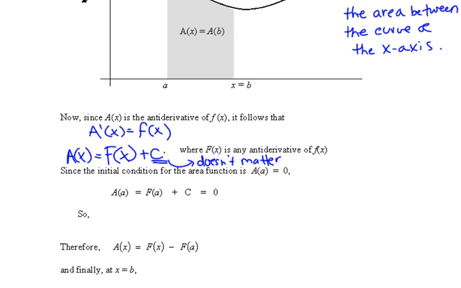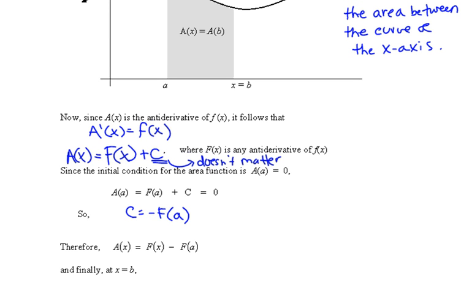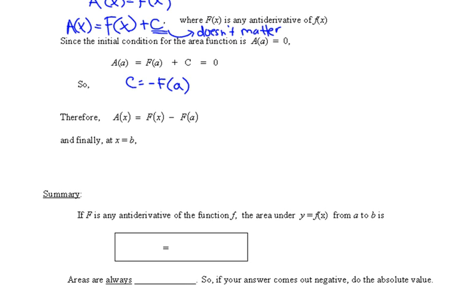So if the area under a would be F of a plus c, and if that's 0, then c would equal negative F of a. So the initial condition is 0 because we want from this point to this point. So then we can conclude the area A of x, which is what we're trying to find, would be F of x minus F of a, and finally x equals b. The area under b would then be the antiderivative at b minus the antiderivative at a.